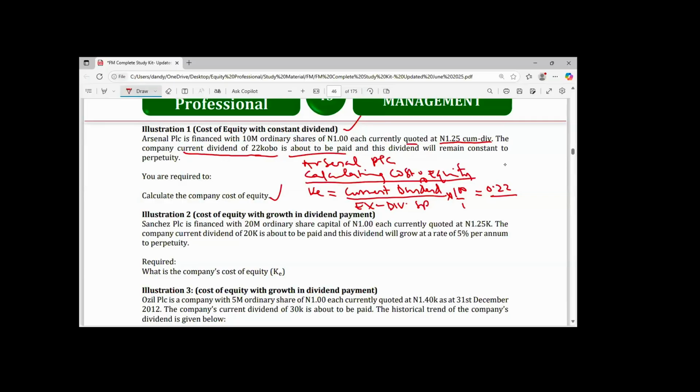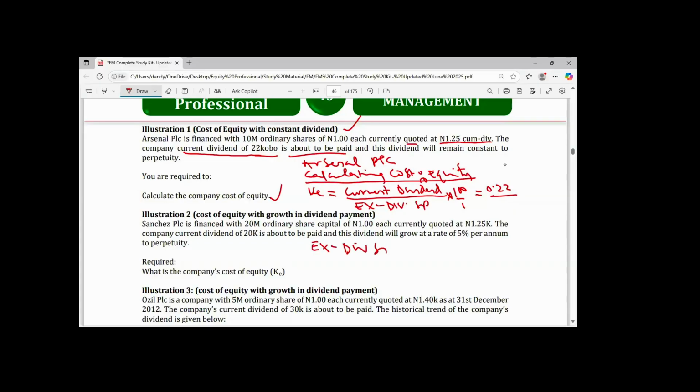So which is 1.25. I cannot come in and put 1.25. When I put 1.25, that means I'm saying that dividend has been paid, whereas the examiner has told you that dividend has not been paid. So I cannot put 1.25. I need to convert the 1.25 cum-div share price to ex-div share price. So how do you do that? I will do my working separately.